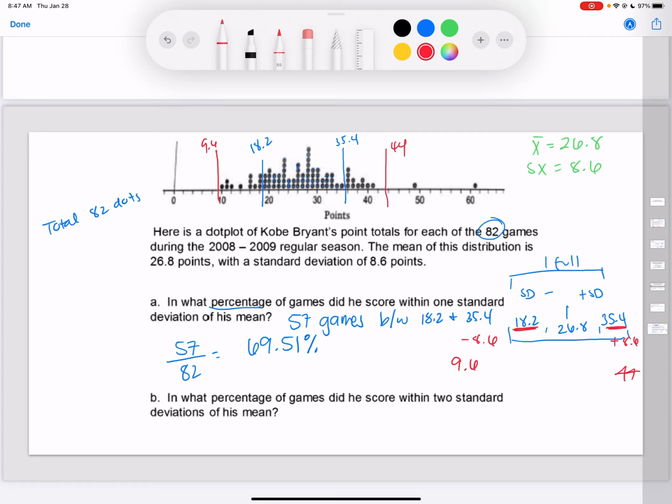Okay, I could count all the dots within, but instead I know that there's 2 dots outside, so it might be a little bit easier this time to say we have 80 games between 9.6 and 44, which is 80 out of 82. So that's 97.56%. So you're going to be calculating these percentages a lot.